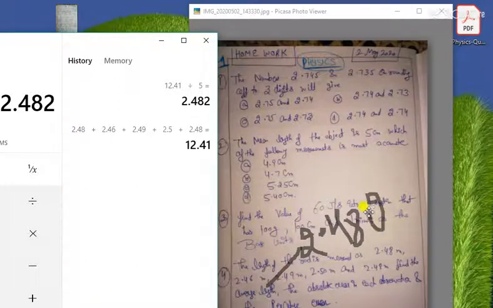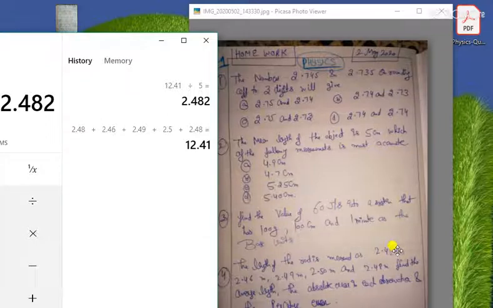After this you have to find the mean absolute error. So absolute error you have to find, and then percentage error. So you subtract 2.482 from each of the five values. That will be the absolute error in each case. Then you have to add the mod of each value. This question we have done in class also.